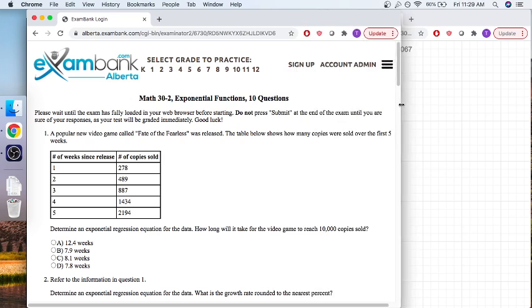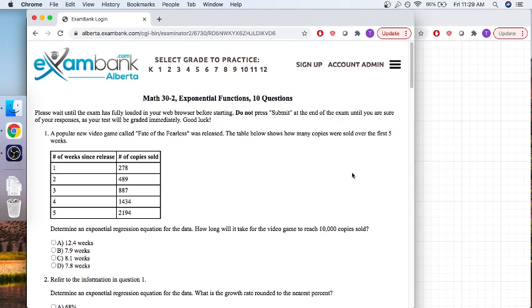A popular new video game called Fate of the Fearless was released. The table shows how many copies were sold over the first 5 weeks. Determine the exponential regression equation for the data. How long will it take for the video game to reach 10,000 copies sold? Okay, so we're going to put this into our graphing calculator to create the exponential regression.